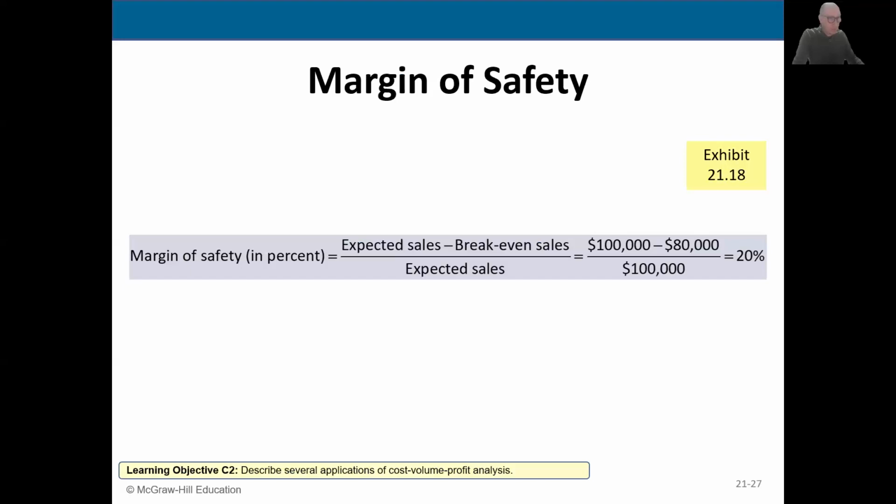It's the expected sales minus the break even in sales divided by expected sales. It's a percentage, yeah? So sales, we expected to sell $100,000 per month, minus the break even of $80,000, divided by expected sales of $100,000 gives me a margin of safety of 25%. Okay. We can also express this in terms of dollars or percentage. Just kind of shows you what it looks like. That's margin of safety.